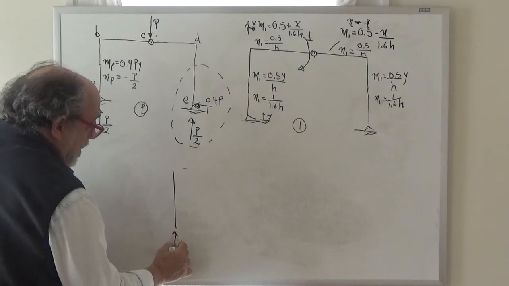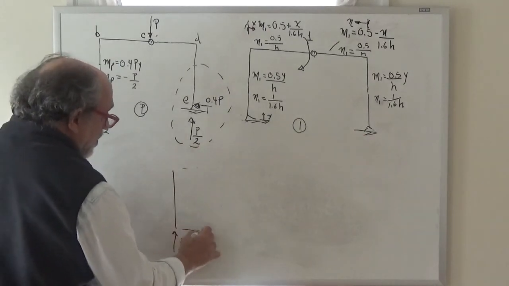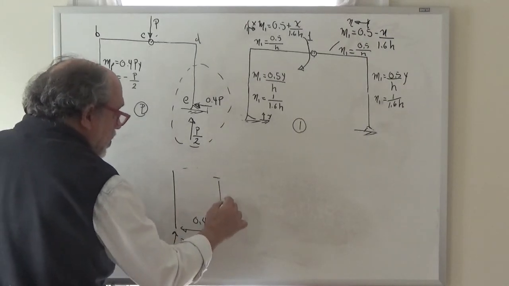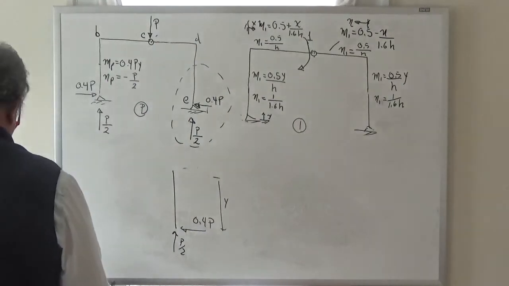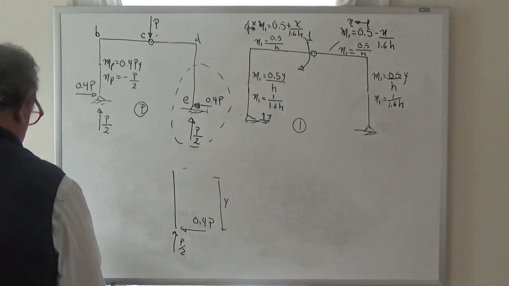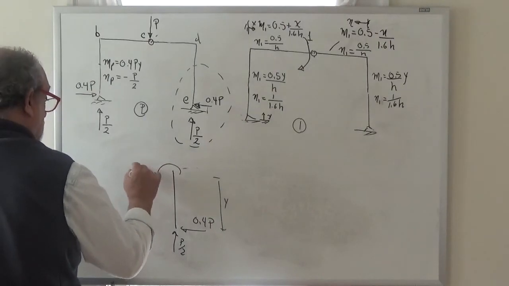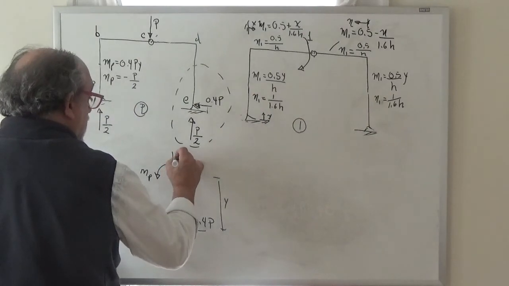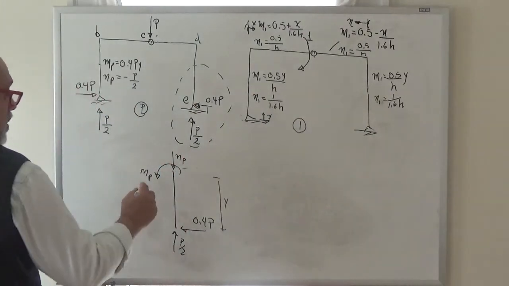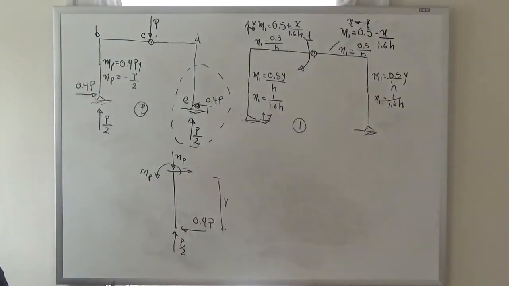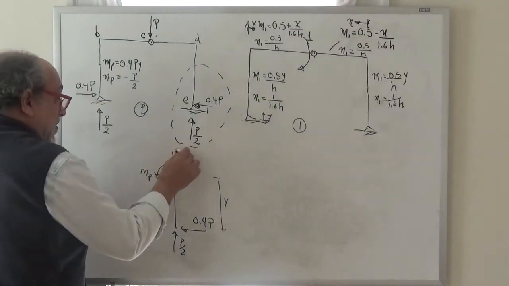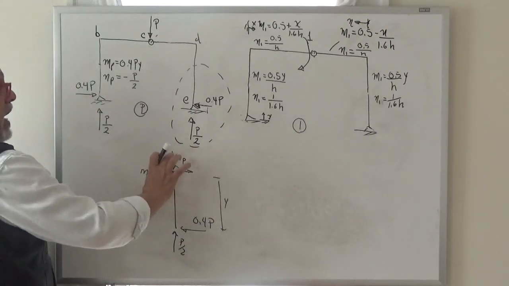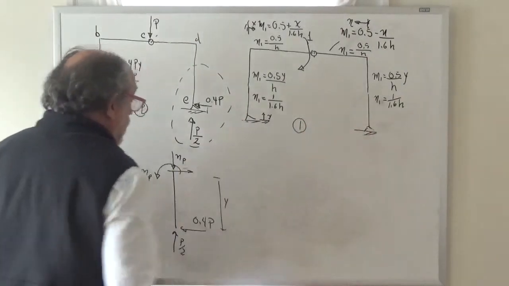So we have P over 2 here, 0.4 P here. This distance is Y. And the sign convention on that side was that the moment was this way, so this is MP, and the axial force was this way, so that is NP. There is also a shear, and I don't care because we're not using it. So this NP and this MP are not arbitrarily drawn. They are in the same direction that I used when I looked at the other bar.